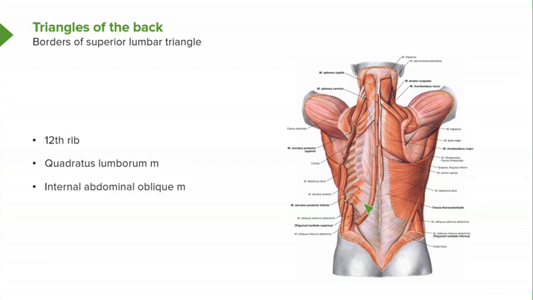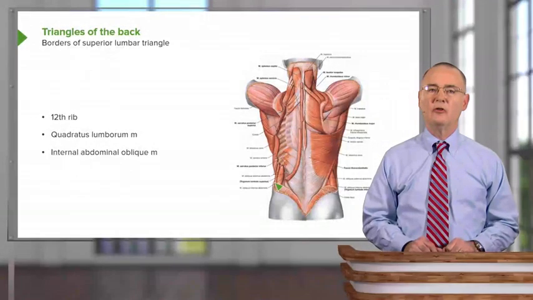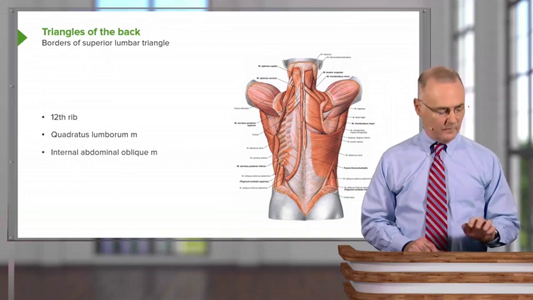And these muscular slips that we see here belong to the serratus posterior inferior. So if we were to peel away, remove these muscular slips, we would be able to see the quadratus lumborum running from the 12th rib, which is right in through here, down to the iliac crest, down through here. So those are the three borders of our superior lumbar triangle.